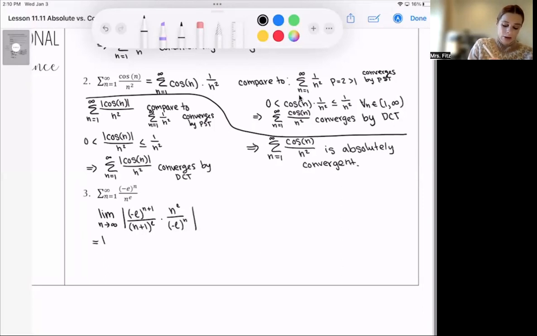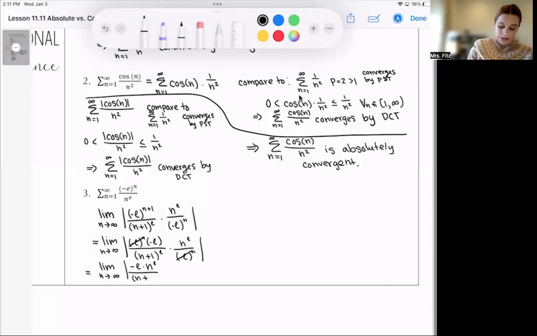Okay, let's keep going. We have the limit as n approaches infinity of negative e to the nth power times negative e over n plus 1 to the e times n to the e over negative e to the n. All right, these guys cancel. We end up with the limit as n approaches infinity of the absolute value of negative e times n to the e over n plus 1 to the e.